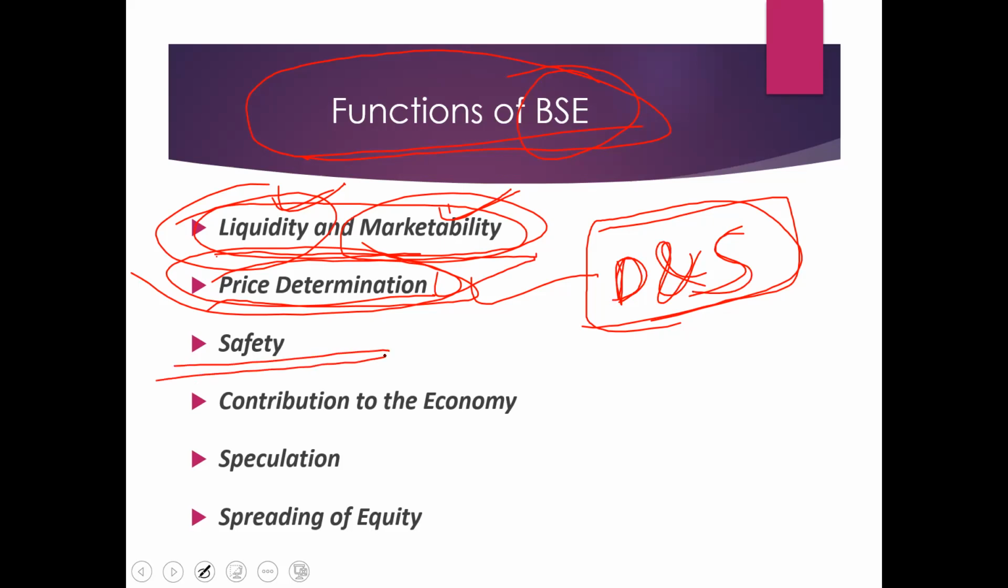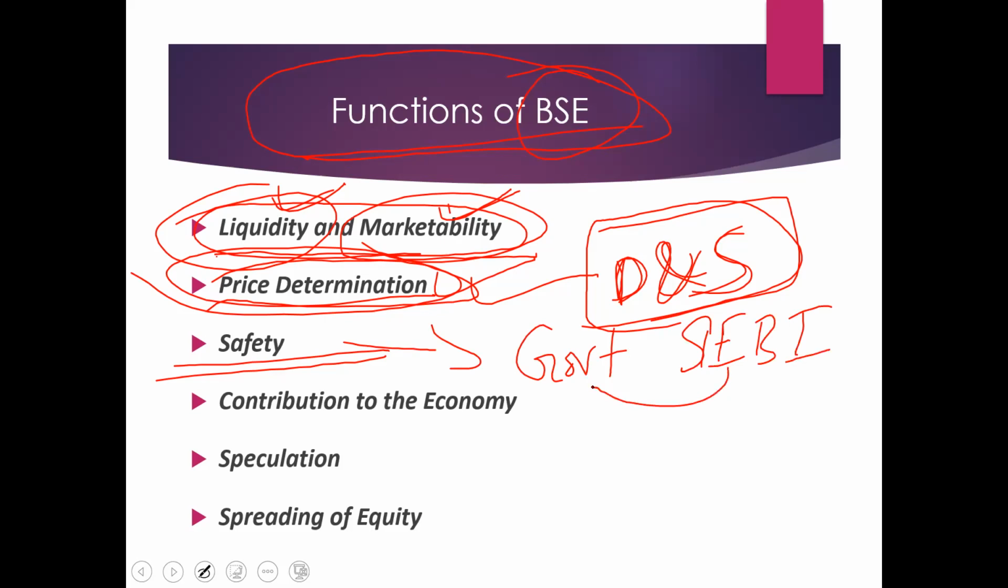The government strictly governs and regulates the stock exchange. There are two: one is the government, another one SEBI. These two regulate the BSE. Remember, government and SEBI, especially SEBI, directly control the BSE. They frame the rules and regulations, and they monitor all the activities of BSE. So all the investors get safety due to the control by SEBI and the government.